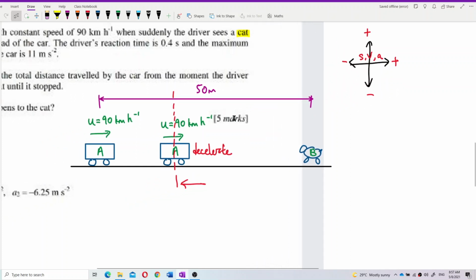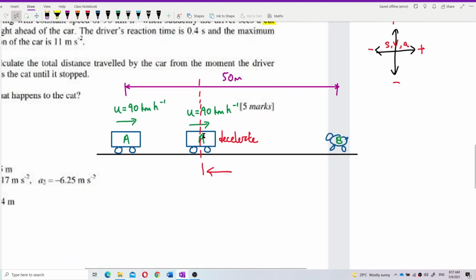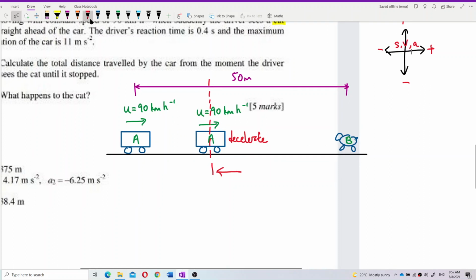So right now what we can see is this car's initial speed is to the right, so this velocity is positive. This initial velocity is positive because it is going to the right. However, this car decelerates. Decelerate means the acceleration needs to be in the opposite direction to the velocity.